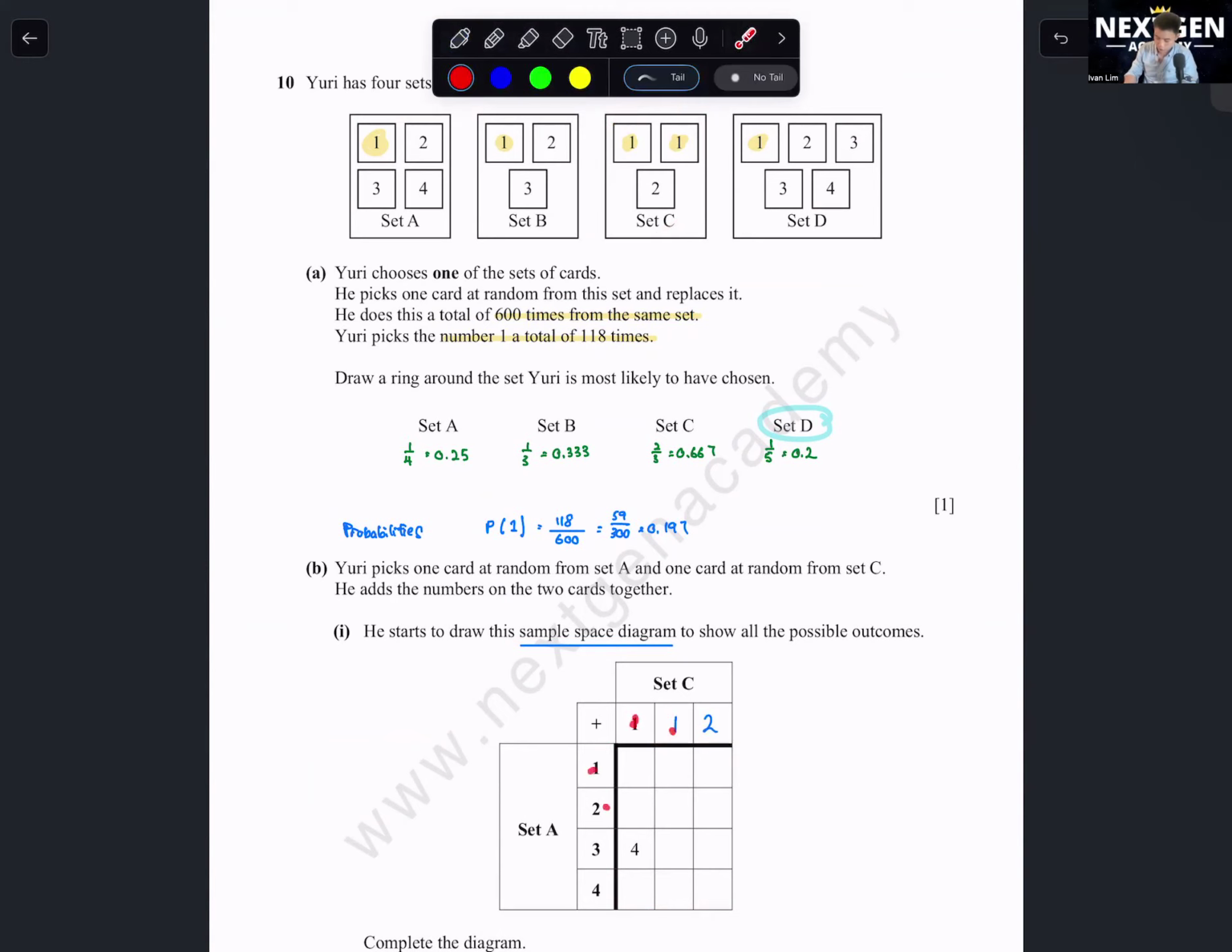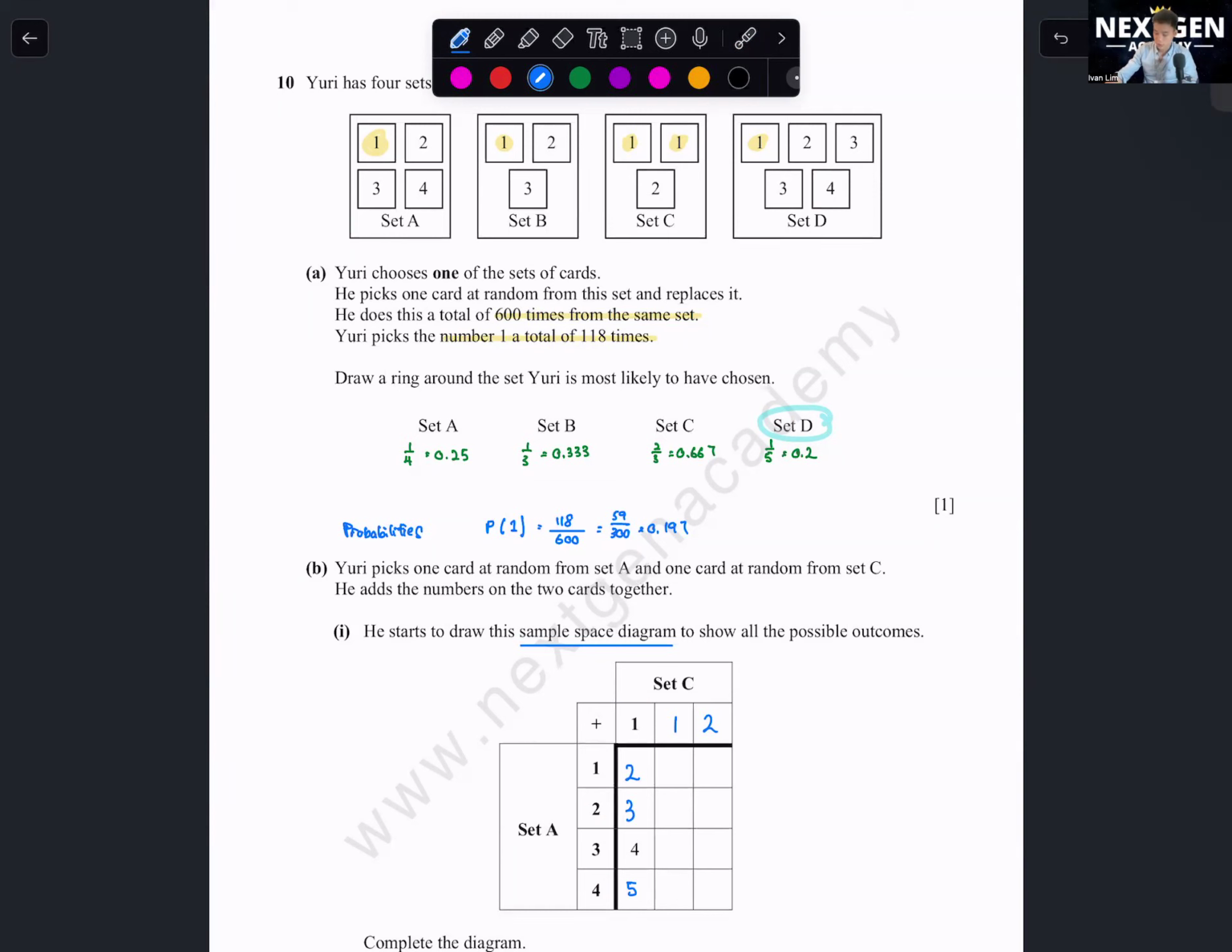How to do this? All you need to do is add this and this to get this value, this and this to get this value. Then you keep continuing. So 1 plus 1 equals 2. 1 plus 2 equals 3. 1 plus 4 equals 5. You're going to do this for every single value here. Everyone try to do the values.